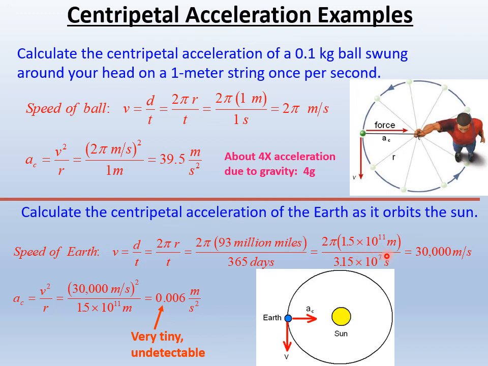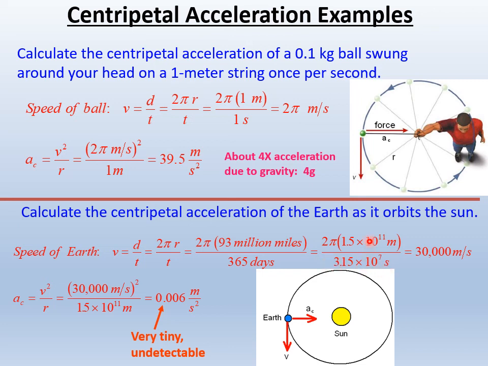That's the radius. And what do we do with the time down here? Well, remember it takes 1 year for the Earth to go around the Sun. 1 year is 365 days, but we need to convert that to seconds. So we'd have to multiply 365 times 24 hours per day times 60 minutes per hour times 60 seconds per minute. So we have a bunch of numbers there. The number of seconds in a year is 3.15 times 10 to the 7th seconds.